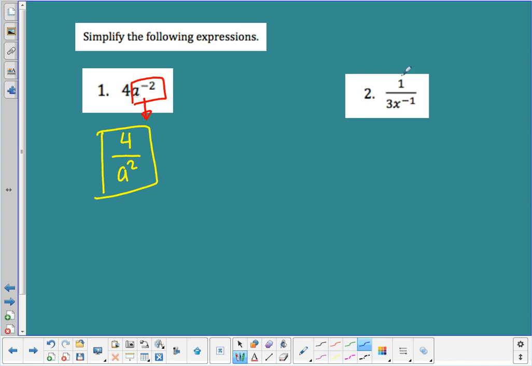In number 2, I have 1 over 3 times x to the negative 1 power. This x to the negative 1 can't stay that way. Now the 3 is not being raised to the negative first power, only the x. If this were in parentheses, that would be a different story, but it's not. So only the x needs to be moved up to that other location. So I move it up to the top. That means I have 1 times x to the first over positive 3. The 3 stays on the bottom. Now, when you look at 1x to the first, we don't actually need to write a coefficient of 1, and we don't need to write a power of 1. So this is really just x over 3.